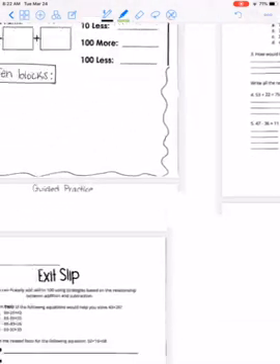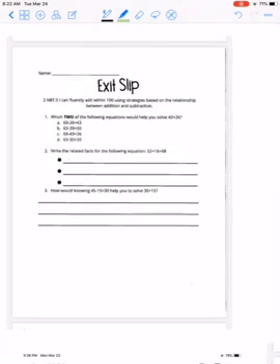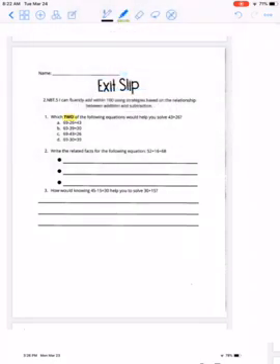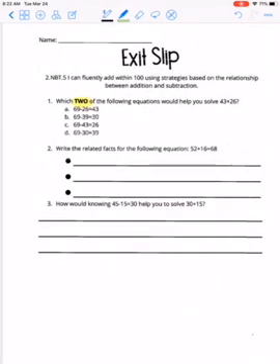And then there's an exit slip somewhere. In the exit slip today, number 1, just read carefully. It says, which 2 of the following equations would help you solve 43 plus 26, so pick 2 of them. And then you're going to write the related facts for 52 plus 16 equals 68. So just complete the fact family. And then number 3 says, how would knowing 45 minus 15 equals 30 help you solve 30 plus 15? So just talk about fact families there, and we should be good to go.